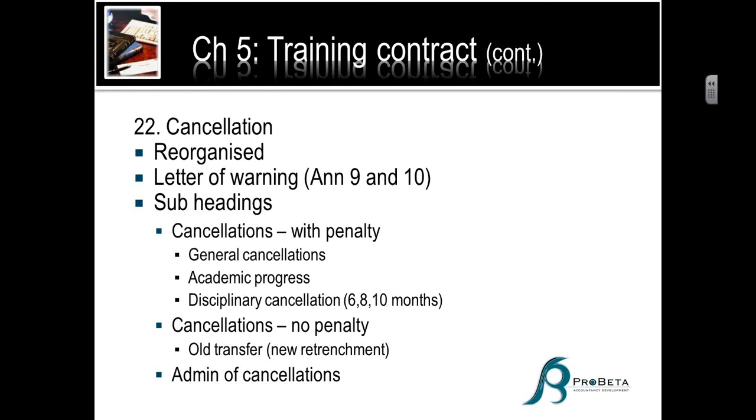And then the admin is as usual, also not new. You must bring in or advise SAICA of the cancellation within 30 days of that cancellation happening. Please remember, and this is something that SAICA checks on the training contracts, training visits, the termination of an employment contract should automatically terminate the training contract, but it is not necessarily true vice versa.